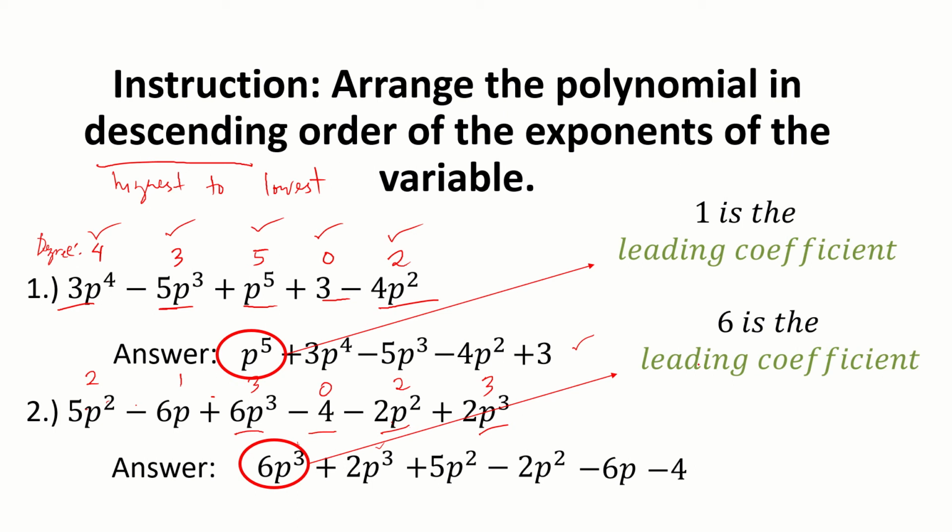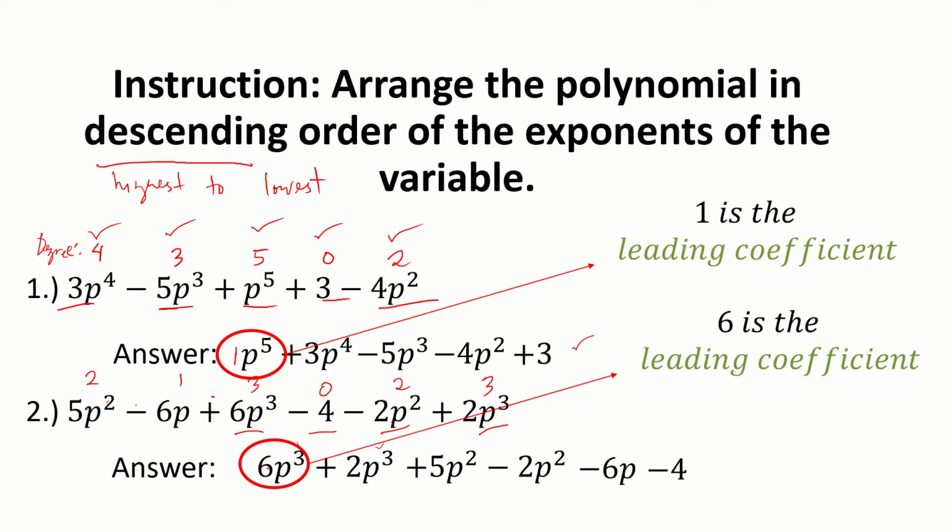So now, if it's arranged in descending order, the first term would have the highest degree. So we call the numerical coefficient of the term with the highest degree the leading coefficient. So the leading coefficient here is 1 because that's the numerical coefficient of p to the power of 5 with the highest degree. Here, the leading coefficient is a 6.